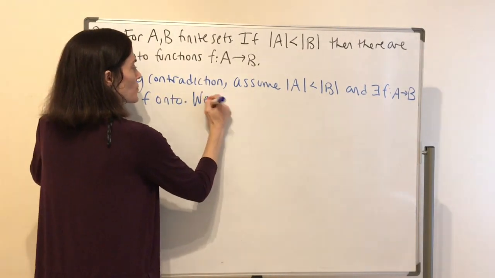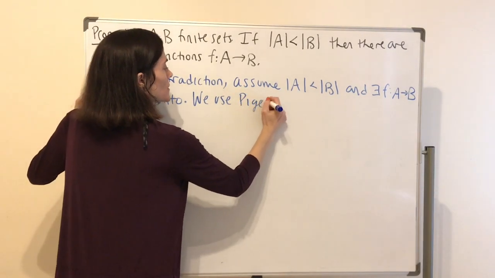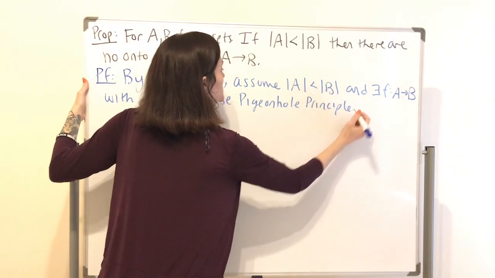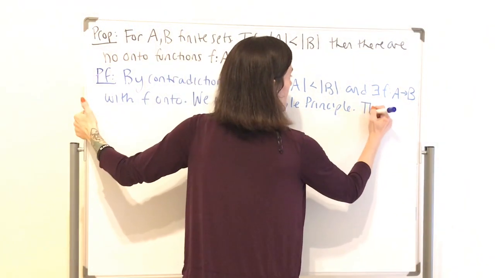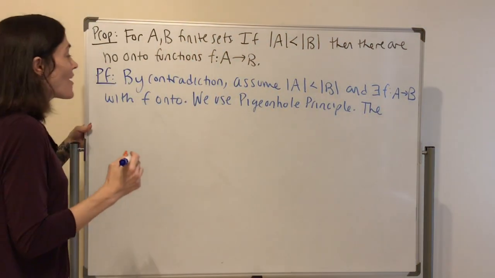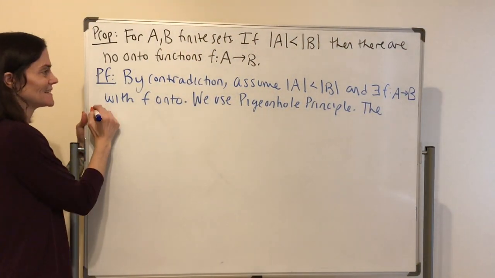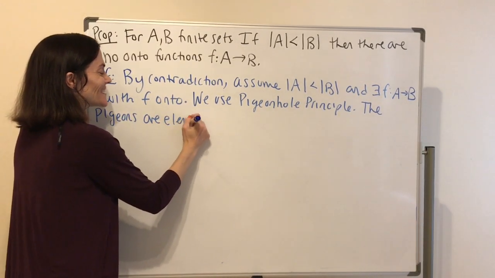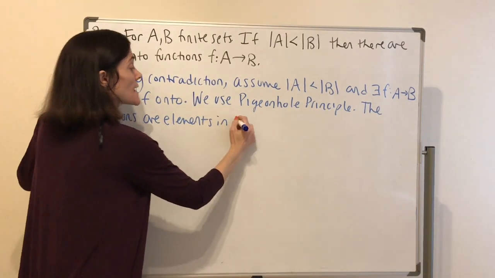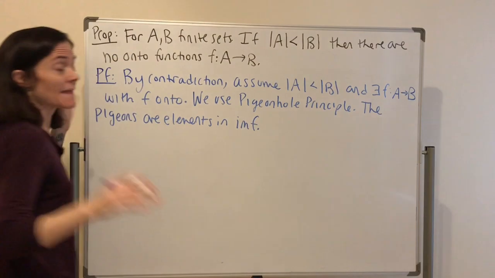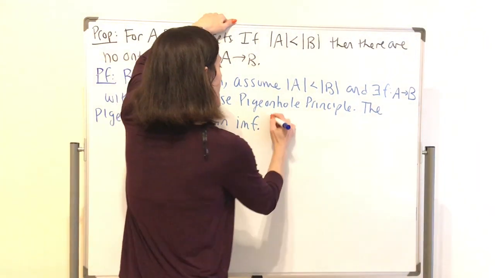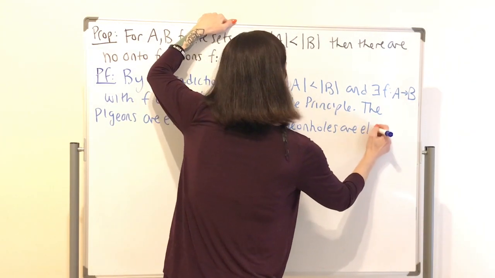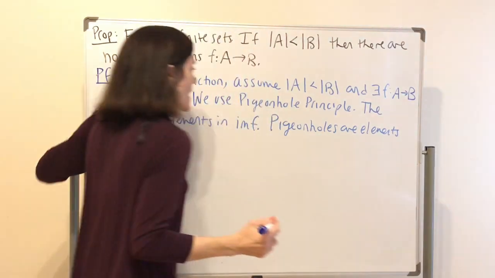Again, we use the pigeonhole principle. And how do we do it this time? Well, the pigeons have changed. The pigeons are the elements in the image of f, and the pigeonholes are elements of A.